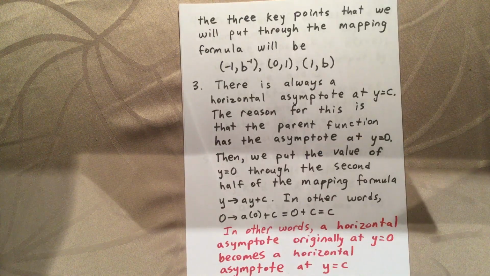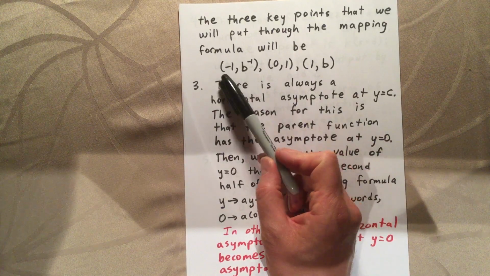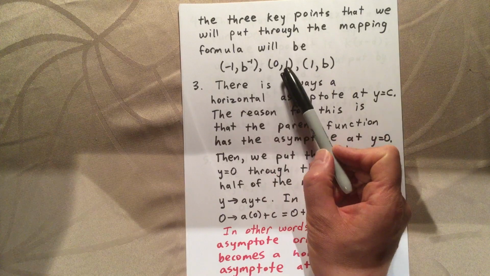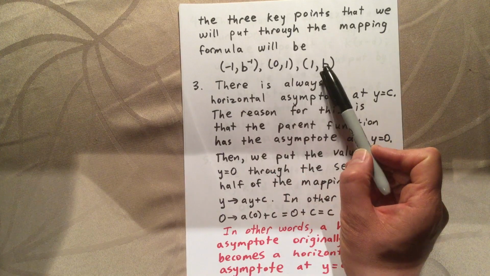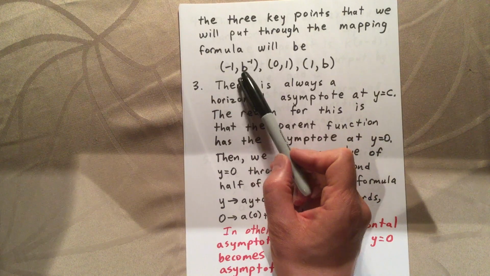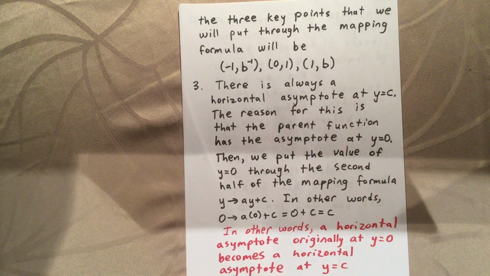Now, the 3 key points that we put through that mapping formula will be (-1, b^(-1)), or in other words, (-1, 1/b). We'll put (0, 1), and also (1, b). So if the base of the exponent is 2, we'll put (-1, 1/2), (0, 1), and (1, 2) through the mapping formula.